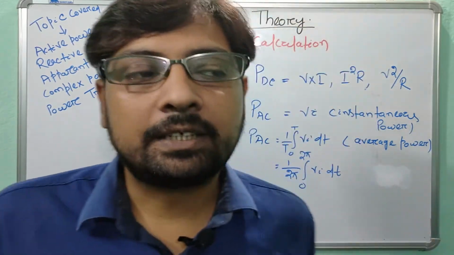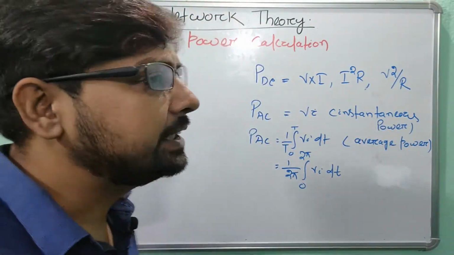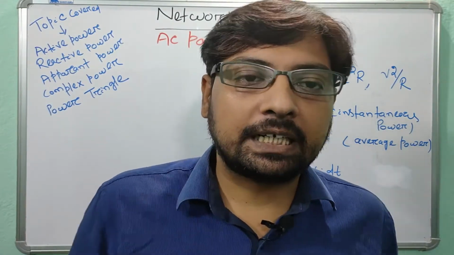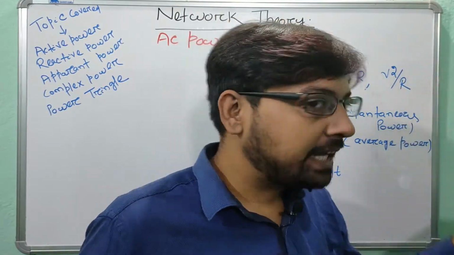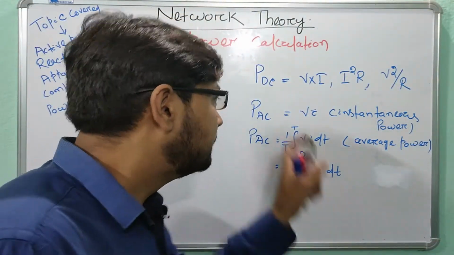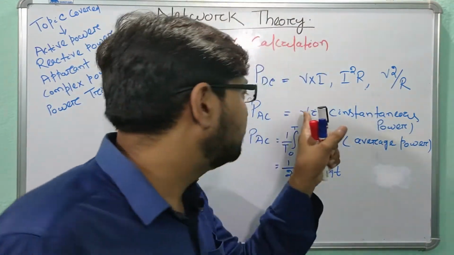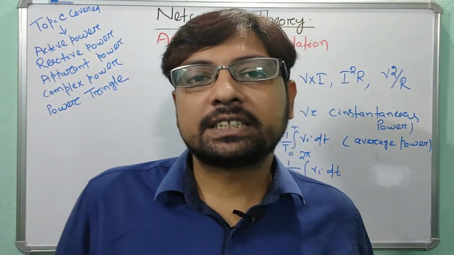So let us start with AC power. For DC power, what is my DC power? That is V into I, voltage into current, and another formula is I square R or V square by R. But for AC power, the power at any instant is called P_AC is equal to V into I, that is instantaneous voltage and instantaneous current.